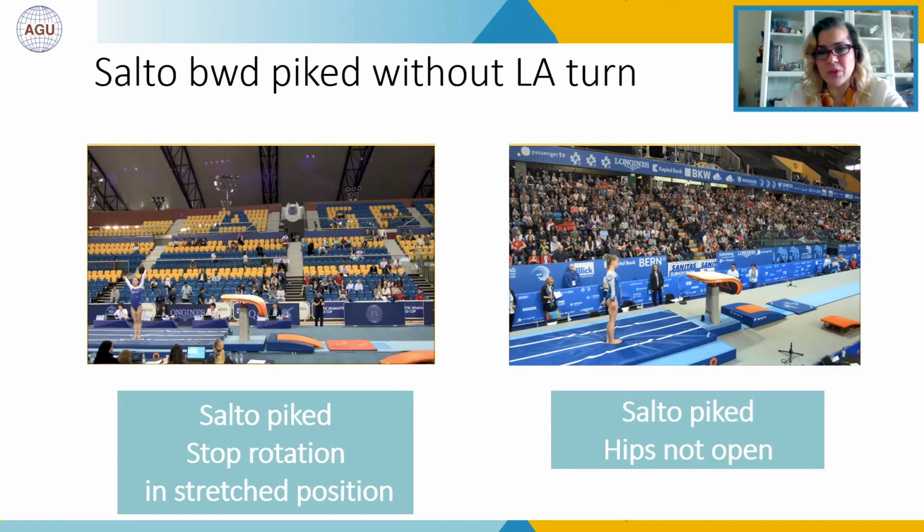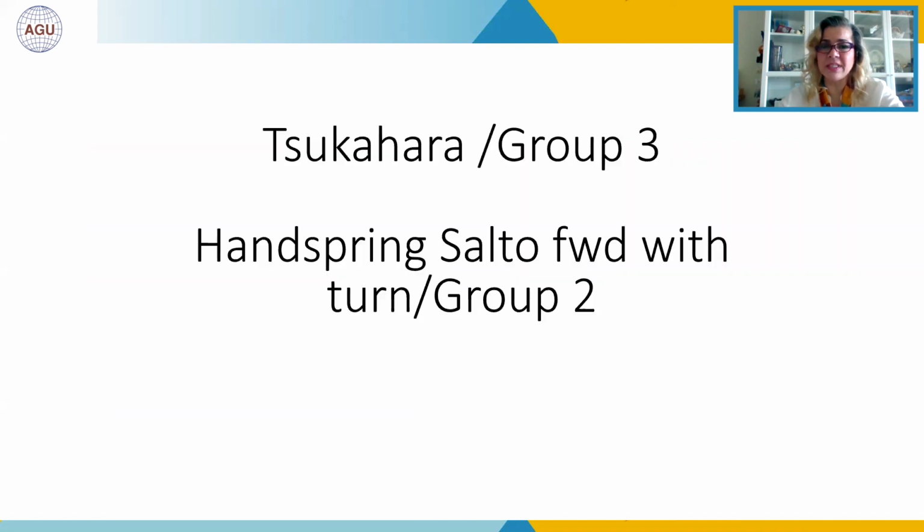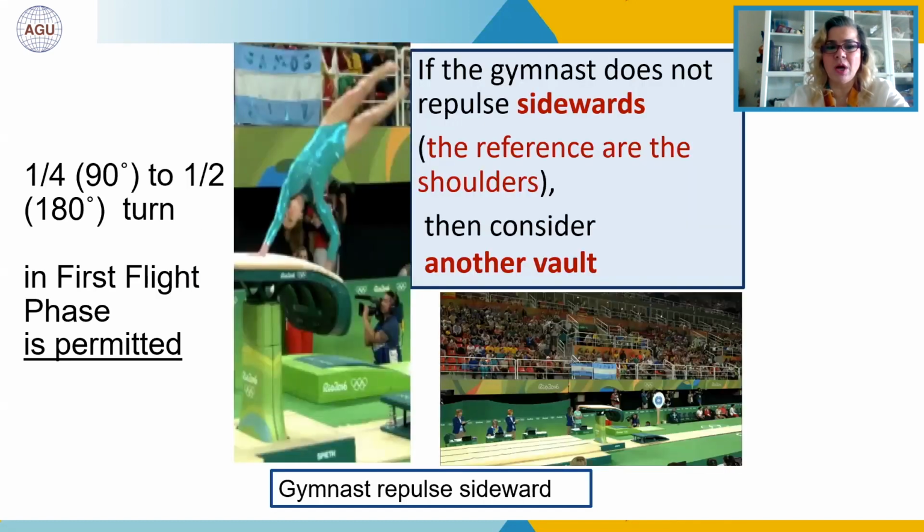If we move to talk about another two similar topics on the vault, let's talk about the Tsukahara vaults, which is group 3, and the handspring salto forward with turn, which is group 2. So if we talk first about the Tsukahara, simply the gymnast must show a side repulsion.